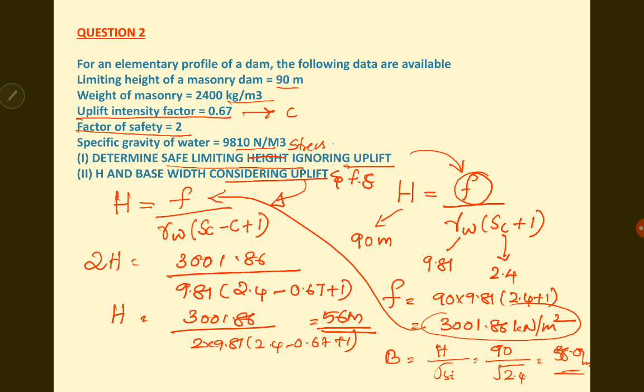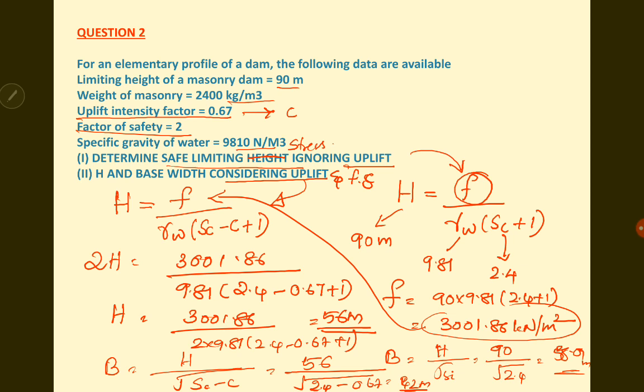Now what is the base width? Base width B is given by the equation H by root of (SC minus C), that is equal to 56 divided by root of (2.4 minus 0.67). So the limiting height has reduced very much, because 90 is now 56 considering the uplift. That is equal to 42.5 meters exactly.